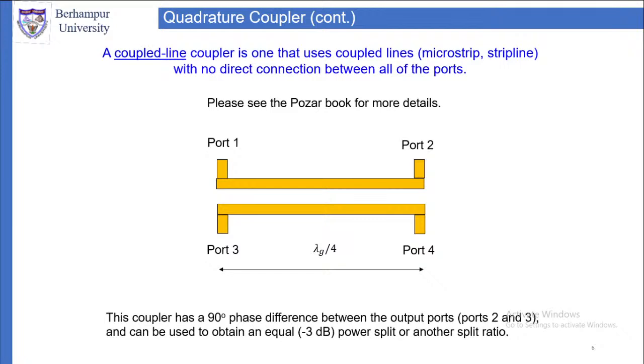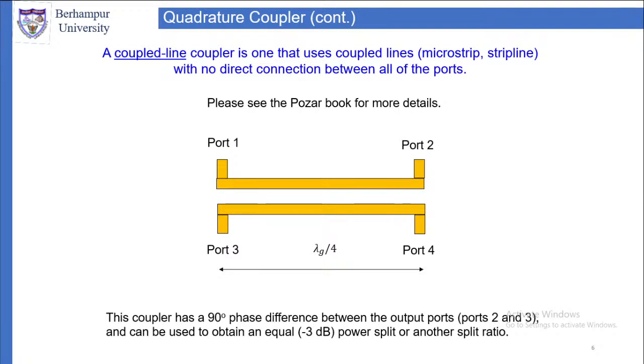Similarly, this is a coupled line coupler in which there is no branching. The two parallel lines are there, but they are not connected. This one uses coupled lines like microstrip lines or strip lines placed close together. There is no direct connection between them. If you want to know details about this, you can go to the Pozar book, where there are details about this. The working principle is almost similar.